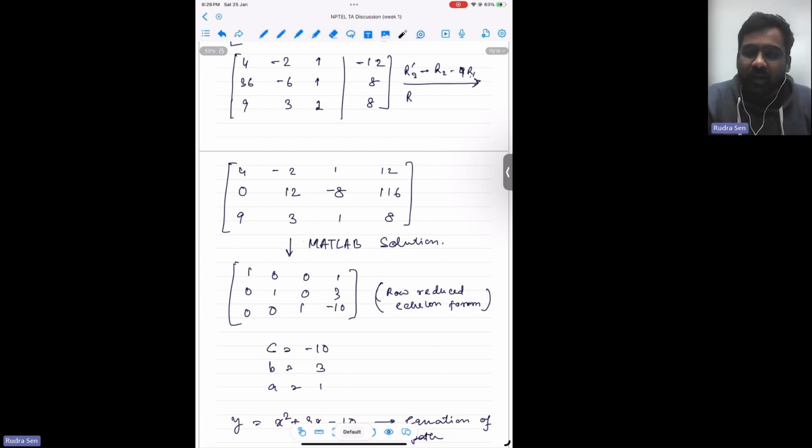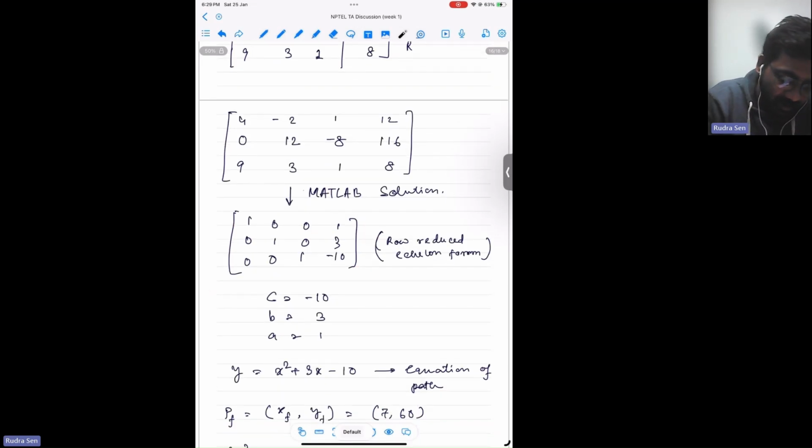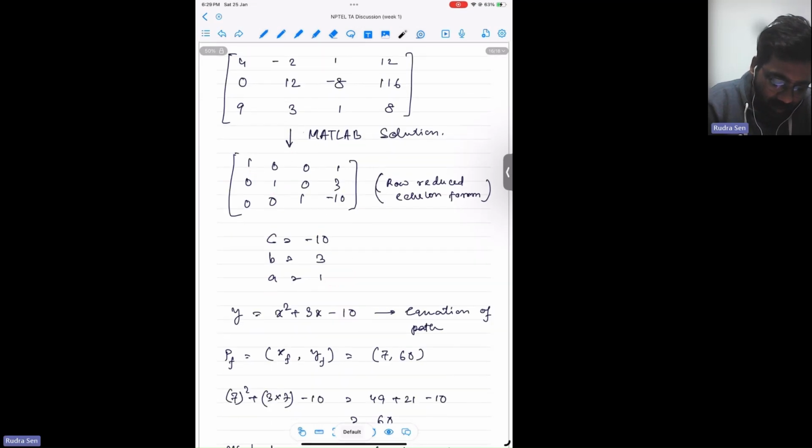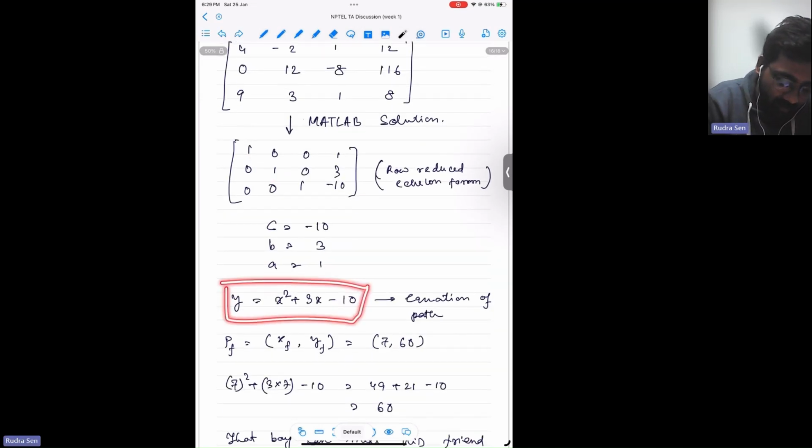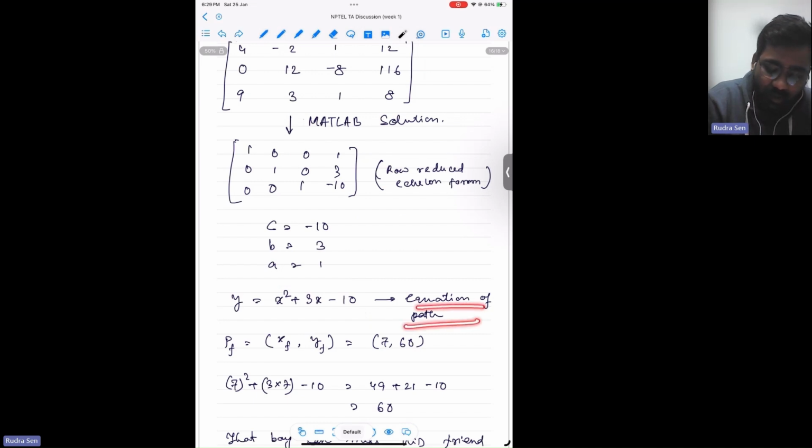So RREF is basically the reduced form of REF. Okay, so we get this kind of equation. From here we can see that C equals minus 10, B equals 3, and A equals 1. So that means the equation of the path is y equals x squared plus 3x minus 10. This is the equation of the path that the boy has chosen to meet his friend.